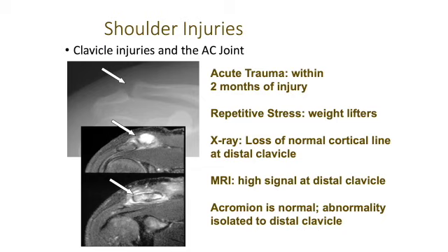And on the bottom, we're looking at a different MRI here. So the acromion is normal, but now we see an abnormality isolated to the distal clavicle. So we don't see the actual AC ligament disrupted. What we actually see is a clavicular injury. Again, very different picture, but very good to know the differences between these.